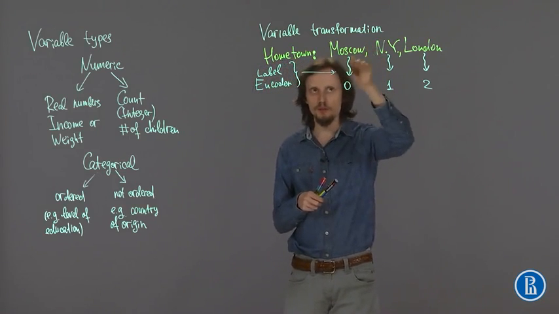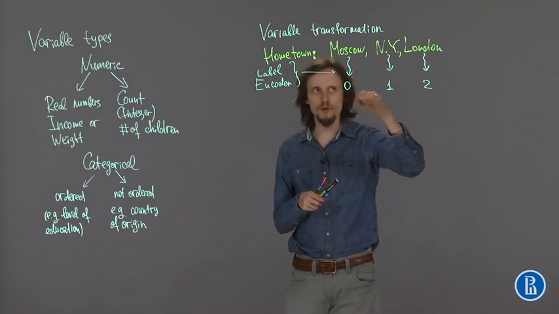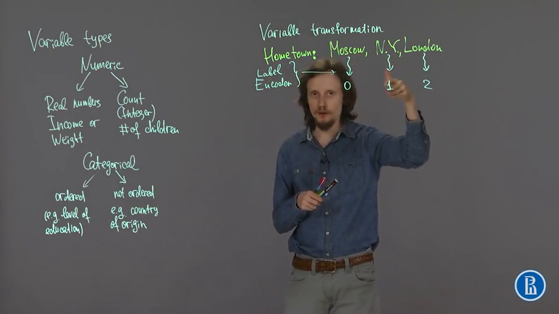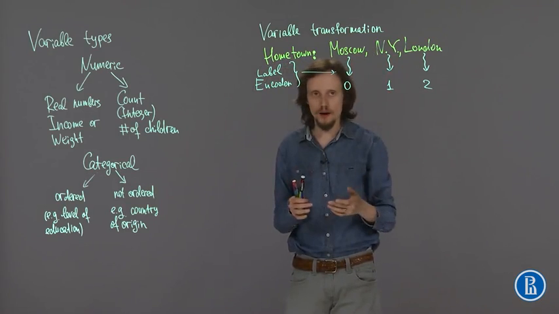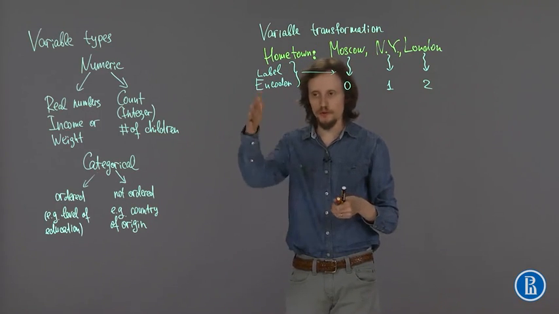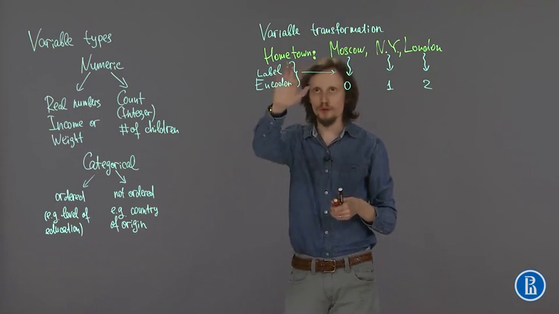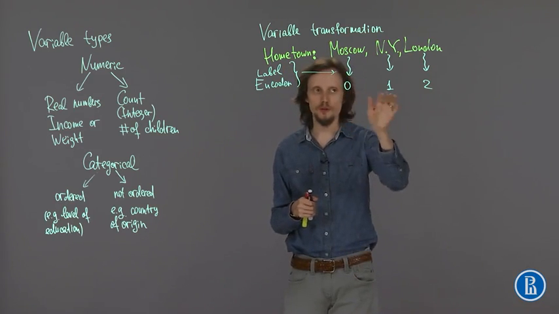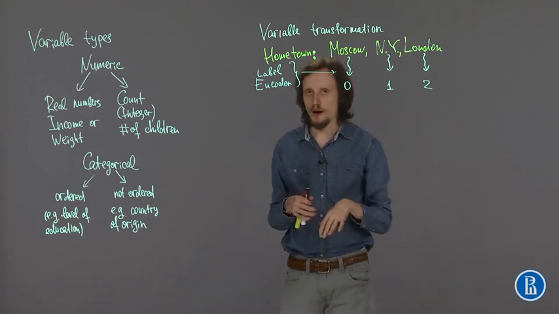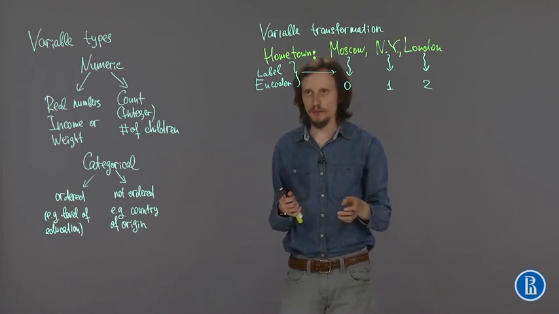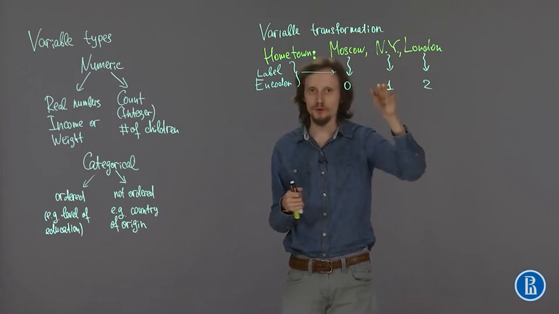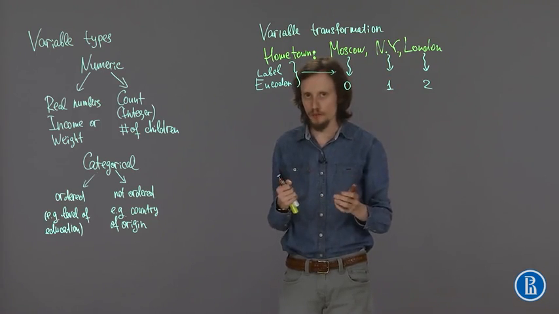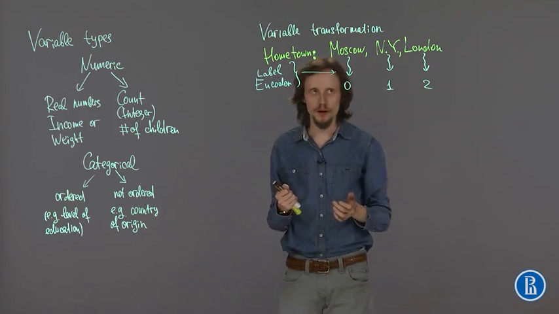Every time I see Moscow, I just replace it with 0. Every time I see New York, I replace it with 1. In this case, I can transform a column that corresponds to this hometown to the column of values 0, 1, 2. This is the simplest possible way how to do it. But sometimes it is not an optimal way.